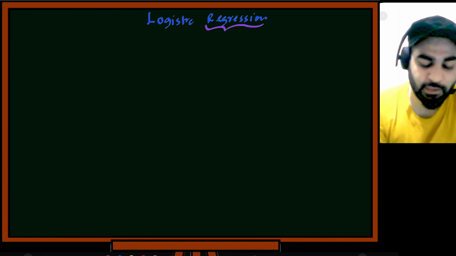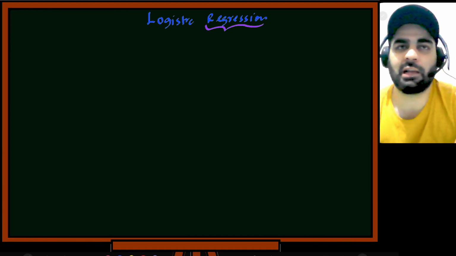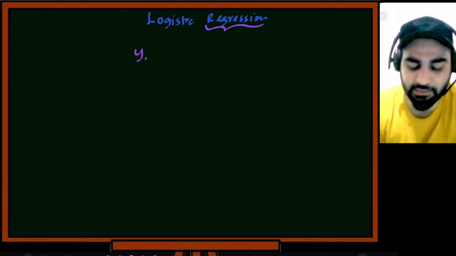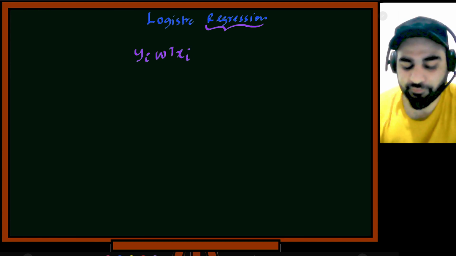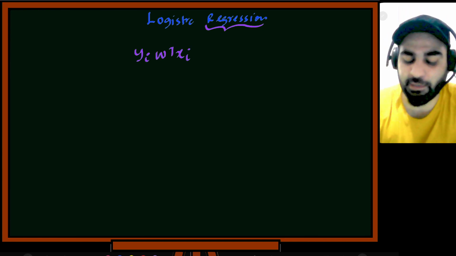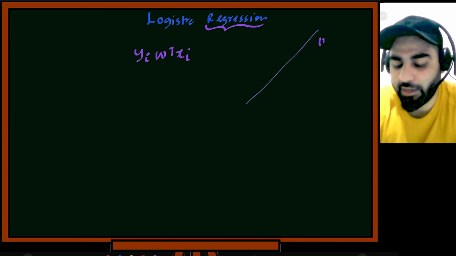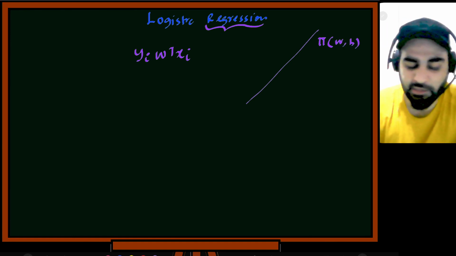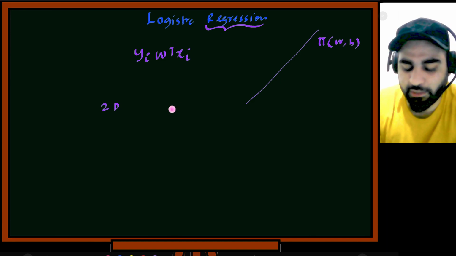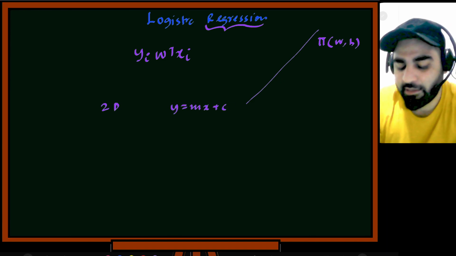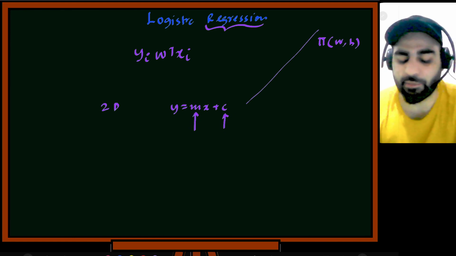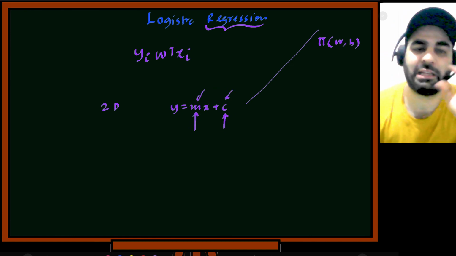Now I'll just revise a bit and we'll see what we covered so far. We said we have to maximize this: yi w transpose xi. When a classifier is there, we have a hyperplane. We call this pi, and it has two parameters, w and b, weight and bias. In the 2D case, y is equal to mx plus c represents the line, where m is the slope and c is the intercept. If you give me m and c, I can uniquely give you a line.